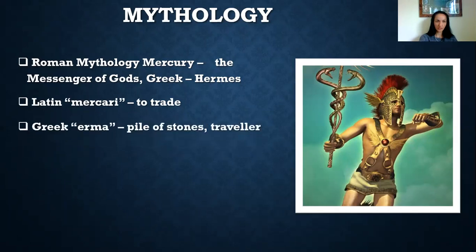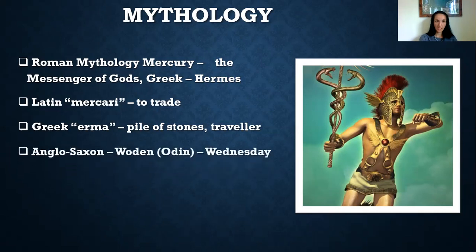In Greek, Herma means a pile of stones, and the story comes from ancient Greece, where on every crossroads, people would throw a stone into a pile of stones just to make a marker that they've been there. So Mercury also represents the traveler as well. In Anglo-Saxon mythology, this is the god Woden or Odin, and this is actually where the day Wednesday comes from.